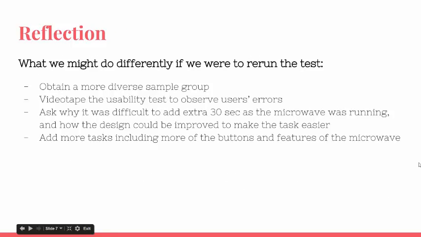If we were to rerun this test, we might try to obtain a more diverse sample group, videotape the usability test to observe users' errors, and find more errors in more detail, and ask the users specifically what difficulties they had and what we could do to improve our design. Also, we might try to add more tasks to include more of the buttons and features of the microwave to try to get a better overall sense of how the microwave works.